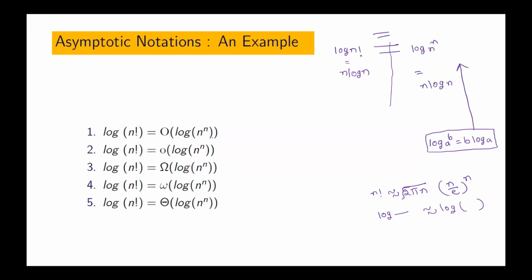Now tell me, out of these, the first one, is it right or wrong? It's right. The second one is false. The third one is true. The fourth one is false. The fifth one is true. Is it clear, or is there any doubt in this example?